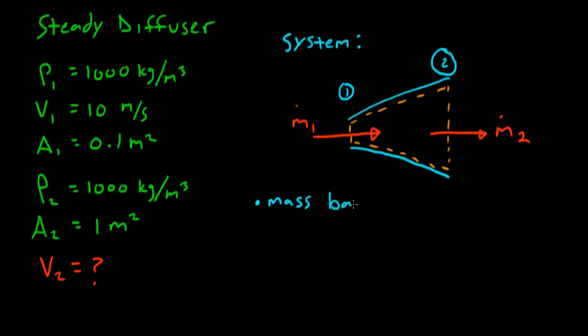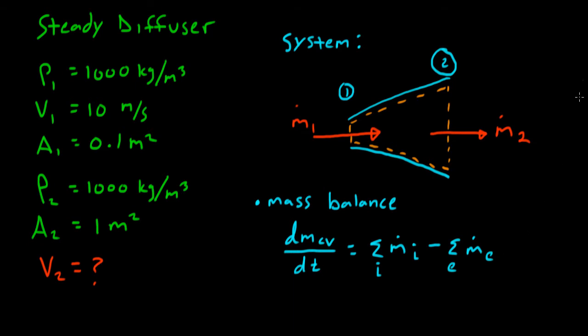The next step in solving an open system is to apply the conservation of mass principle. This principle enables us to write a mass balance in terms of the system that we have defined. The rate of change of mass contained within the control volume is equal to the sum of mass flows entering the control volume minus the sum of mass flows exiting the control volume.